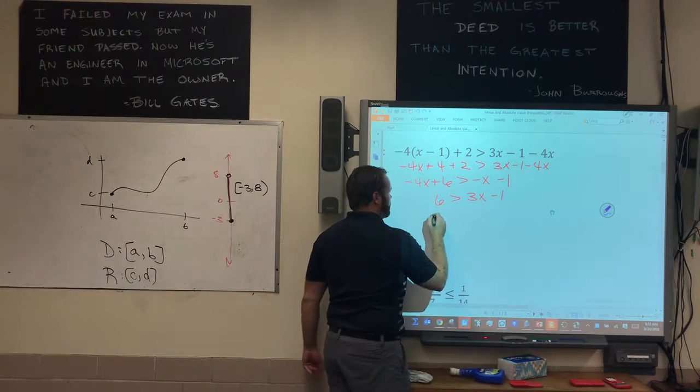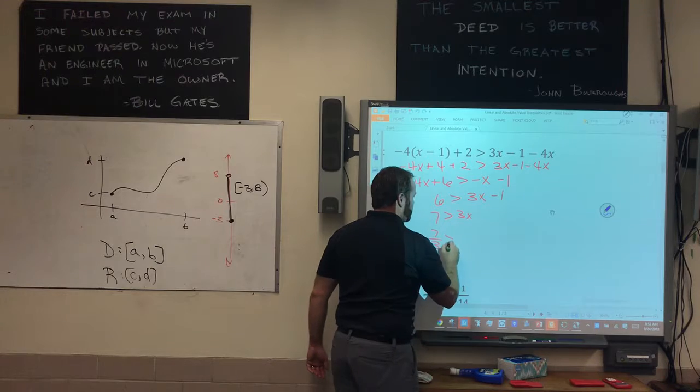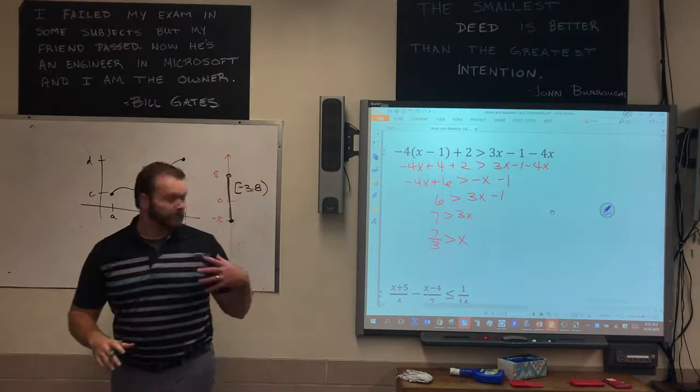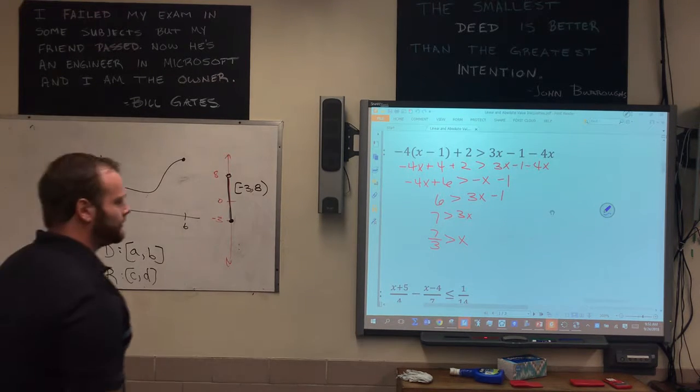So now add 1 over, 7 is greater than 3x. So then 7/3 is greater than x, okay? Now, also by doing that, it allows me to show you another situation that people all the time get wrong or mess up.